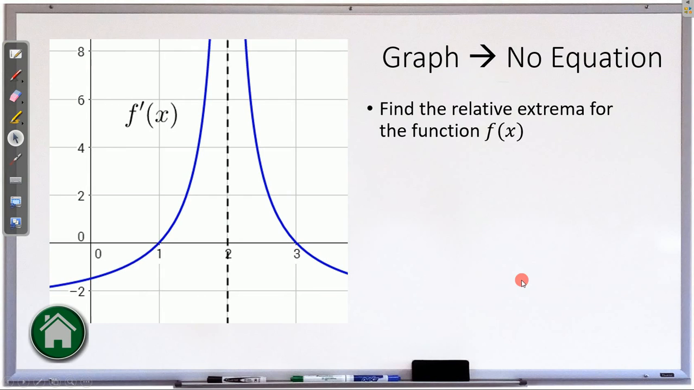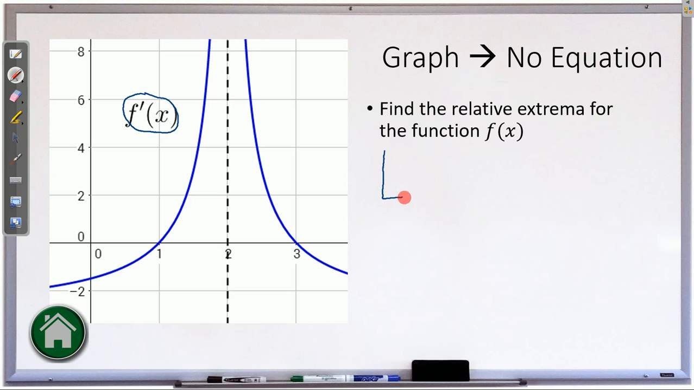So find the relative extrema for the function f of x. Now notice I'm asking for f, but what we are given is f prime. So I have a graph of f prime, no equation, and I want the minimums or maximums for the original f. Now this is actually easier for us because what's the first step? Take the derivative. Well, we have the derivative, so we don't need to take it by hand. So what are we looking for?